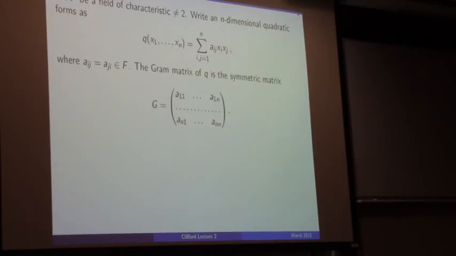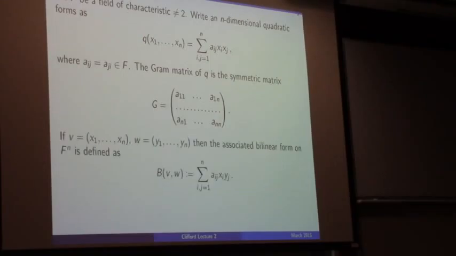So to such a quadratic form, we can associate a symmetric matrix called the Gram matrix. And we can associate to it a symmetric bilinear form, which is very closely linked to the quadratic form. So Q(v) is just B(v,v). And so one can recover from the bilinear form the quadratic form. From the quadratic form, one can recover uniquely the bilinear form in this way.